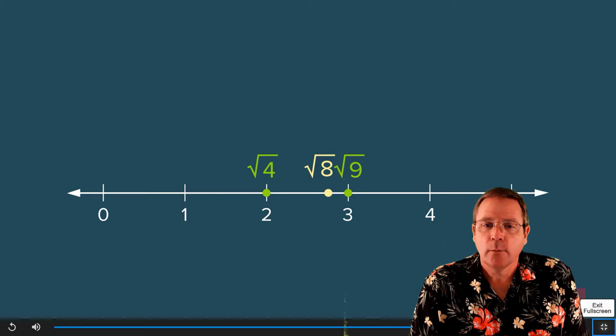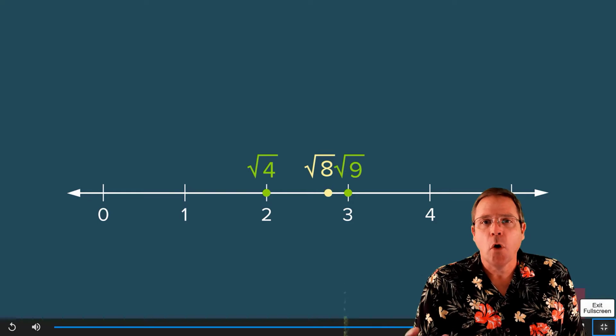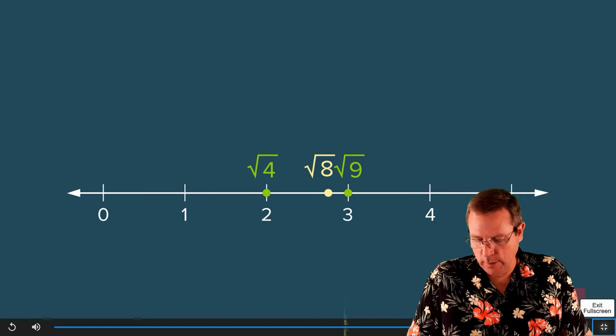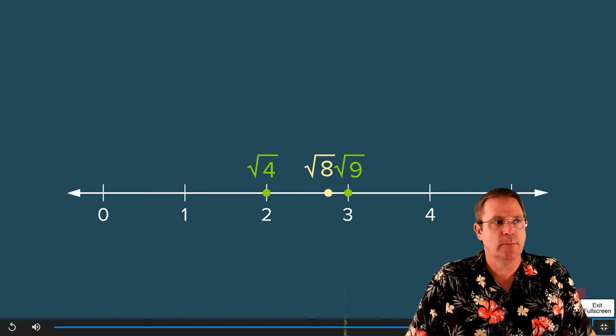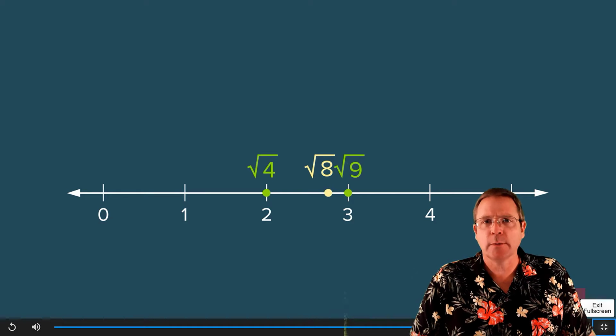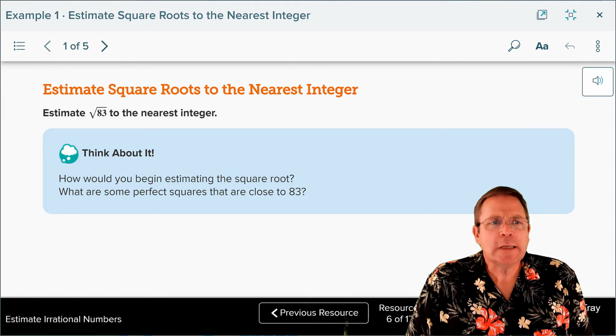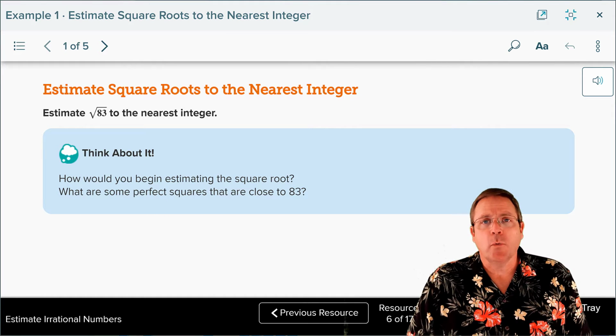Well, that looked pretty simple. This is where we're moving them to the nearest whole number. You're later going to learn how to move them to the nearest tenth, but so far, that's a pretty simple problem. So let's look at example 1 that says estimate the square root of 83 to the nearest integer.